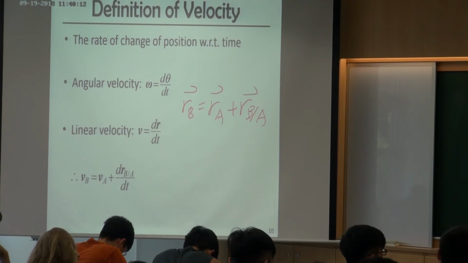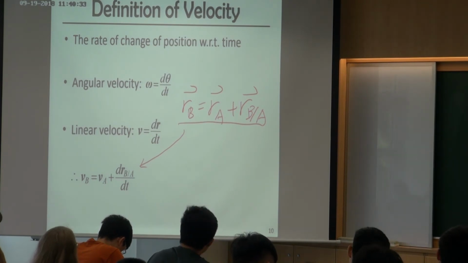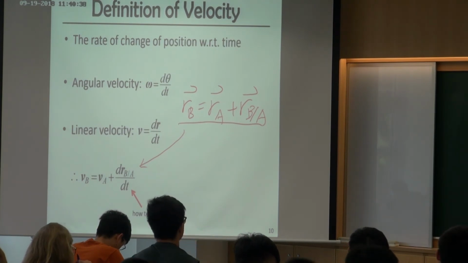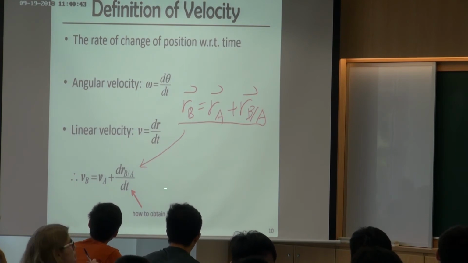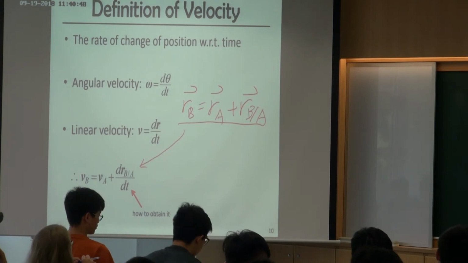So if you do the time derivative of this equation, it will become this one. So we know the relationship between the velocities can be written as VB equals VA plus the derivative of RBA over dt. Well, it looks simple, but the question here is, what exactly is this term? Even if we know the expression of this one, when we perform a calculation, what exactly is this one?